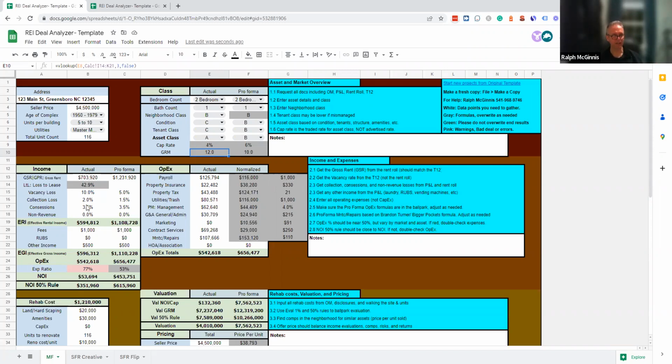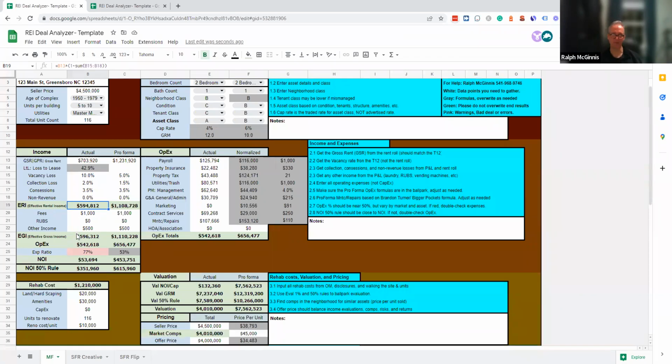Okay, so back on the income. Once you take out all of these losses from your gross rent income, you come to an effective rental income. So that effective rental income is like the real rental income after the subtraction of vacancies and all.